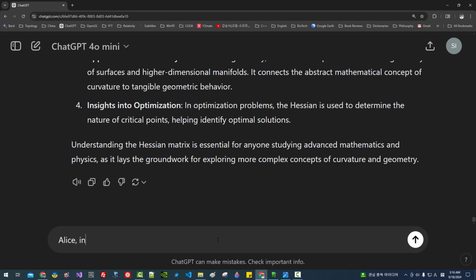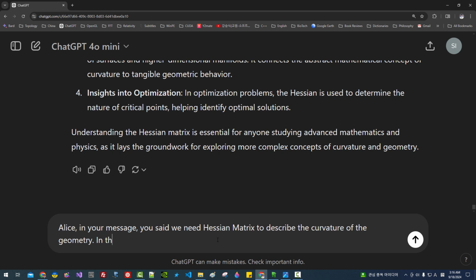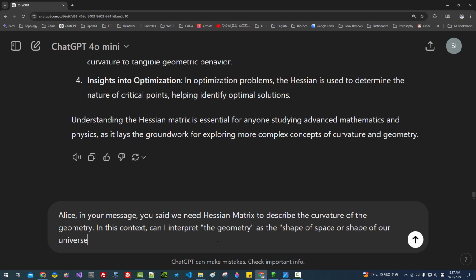Alice, in your message, you said we need a Hessian matrix to describe the curvature of the geometry. In this context, can I interpret the geometry as the shape of space or shape of our universe?